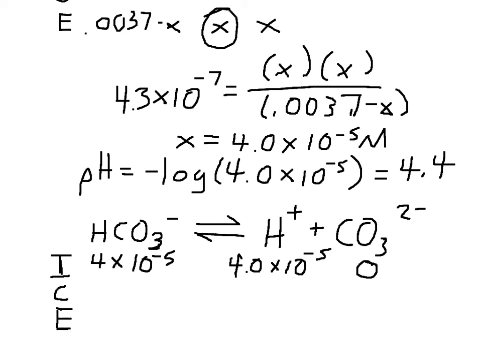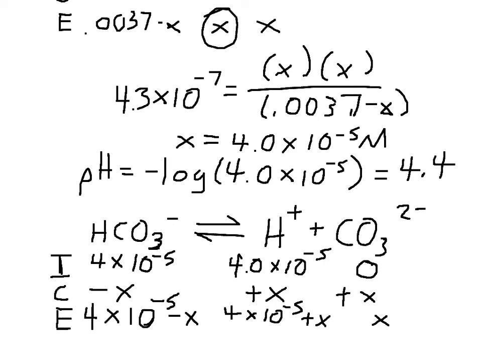Now, since we have no CO3 negative, our reaction is going to naturally move towards the right. It can't move to the left because there's no CO3 negative, so it's going to have to move over towards the right. We don't know how much it's going to move over. We just know it's going to move over by a certain amount. So we're going to lose a certain amount of X from the HCO3 negative and add a certain amount of X to the H plus and the CO3 negative. So that when we get our equilibrium values, we have 4 times 10 to the negative fifth minus X, 4 times 10 to the negative fifth plus X, and we have X.